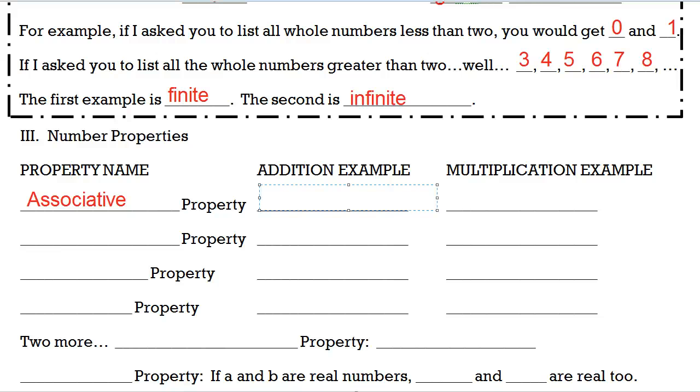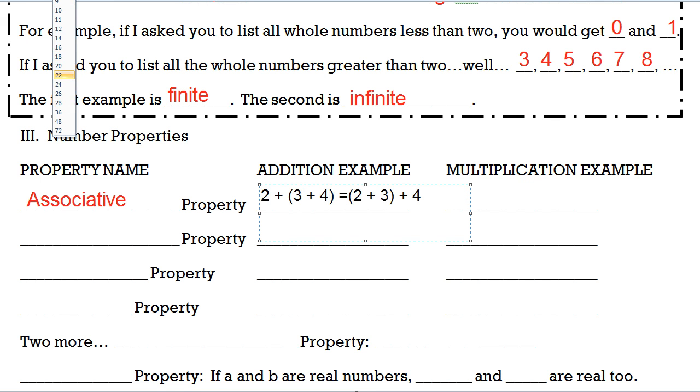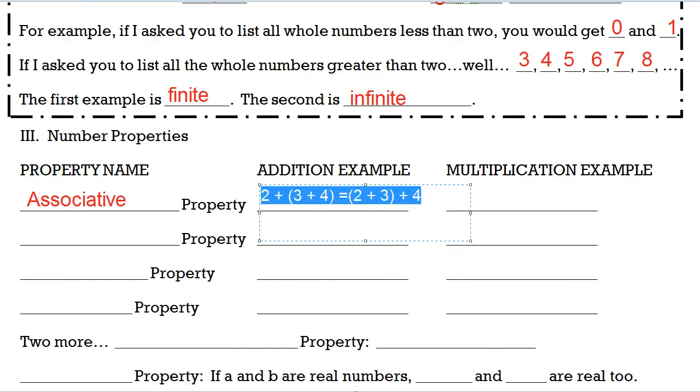And when it comes to addition and multiplication, it doesn't matter. So let's say I gave you 2 plus, and then the 3 and the 4 are hanging out. That's exactly the same as if the 2 and the 3 are hanging out, and then the 4 stays to the side. So it doesn't matter at all how they associate. The answer is still exactly the same. Makes no difference. I mean, the left side is 9, the right side is 9. Not too hard to figure out.